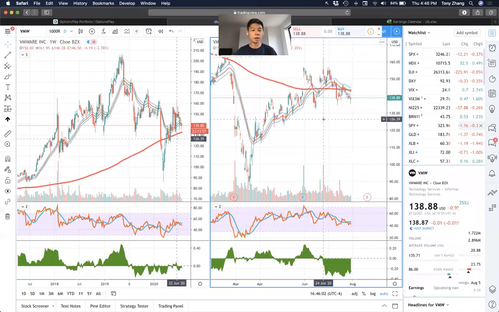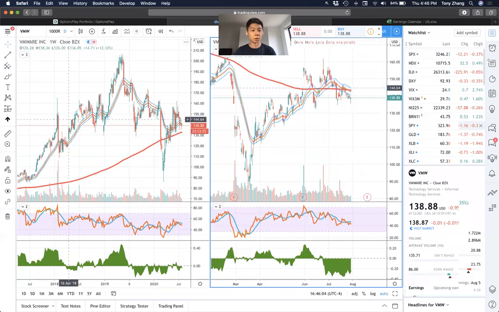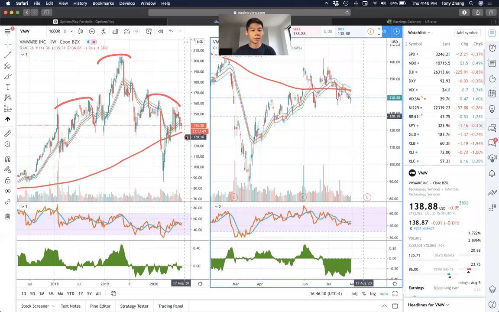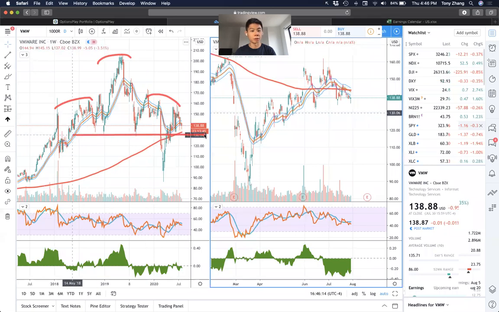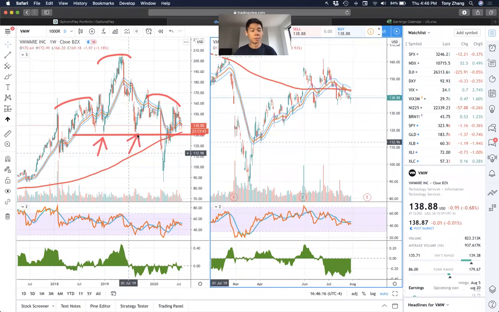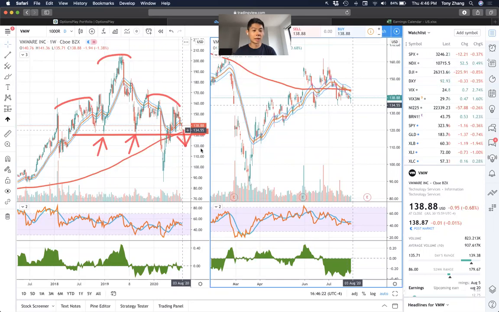VMware. I'm surprised VMware is not doing better. If you look at the weekly chart, this looks like a massive weekly head and shoulders pattern to me. And you have this major support level here around, let's just call it, 130. 130, as you can see, massive support. Coronavirus broke down below it, but it came back above. I'm more inclined to see that this might likely fail at that 130 and continue moving lower.